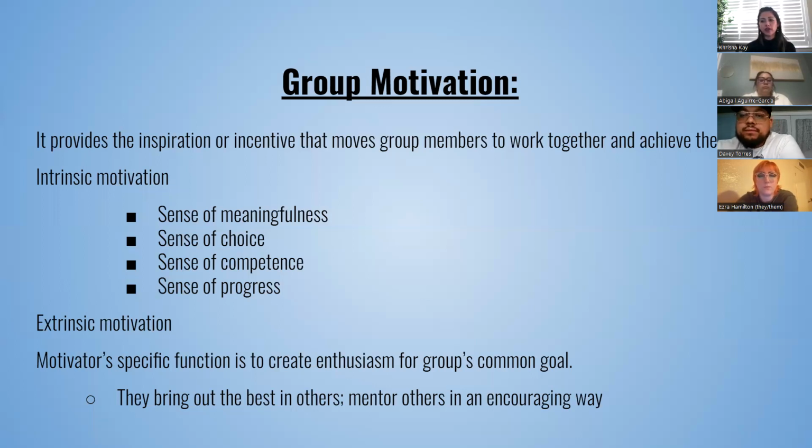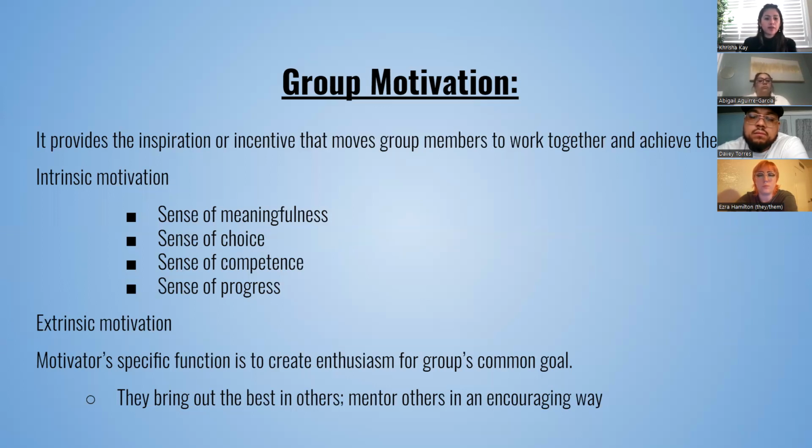And there are two types of motivation. There's intrinsic motivation as well as extrinsic motivation. This group, I would say, was motivated by both. Intrinsic motivations are the motivational factors that come from within. So, for example, I think each of us registered for this communication studies class, one, as a requirement for our own degree, but also because we had a desire to learn effective communication skills and how they work in small groups. So intrinsic factors give people a sense of meaningfulness, a sense of choice, right? We all chose to take this class, a sense of competence, as well as a sense of progress.